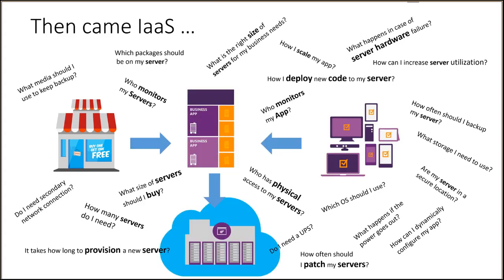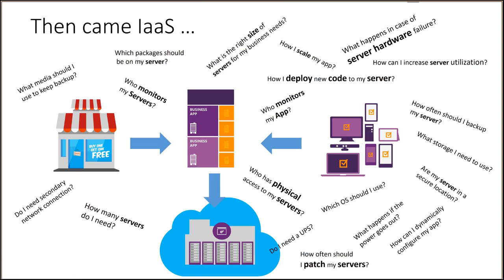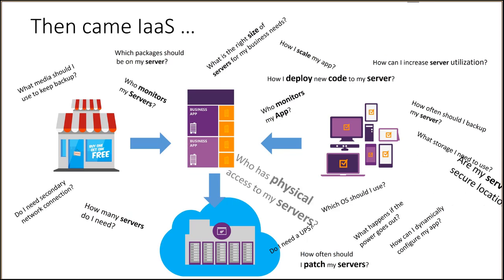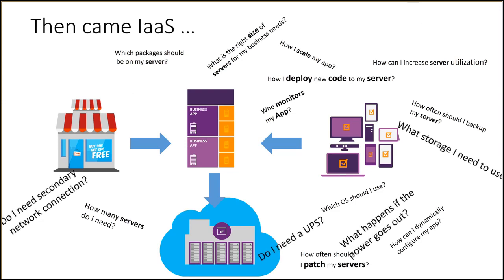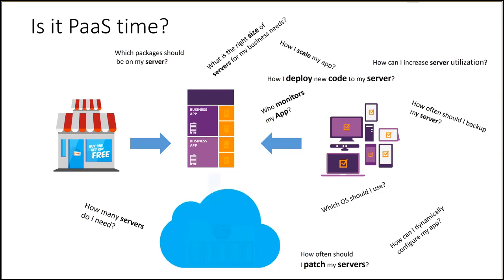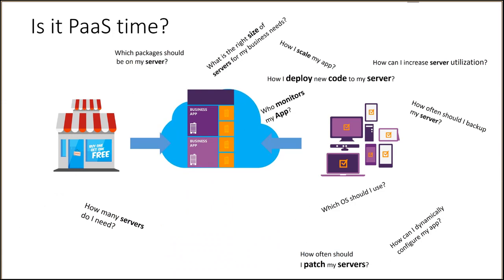But then the cloud came in with IaaS, and this allowed us to have virtual servers that we could spin up whenever we needed to without having to call up a colo or anything along those lines. That helped reduce some of the problems we had. How long does it take to actually provision a new server? What size of server should I buy ahead of time? What happens in case of server hardware failure? A lot of these things are just done for you, so you don't have to think too hard about how to manage them. You get to just focus on making sure that the VM itself is working properly.